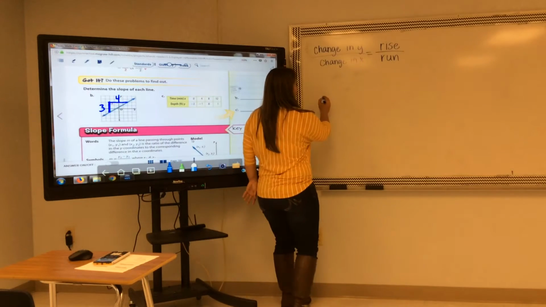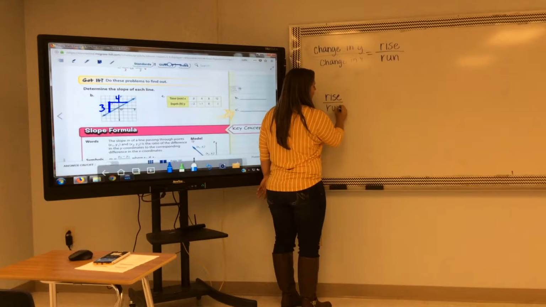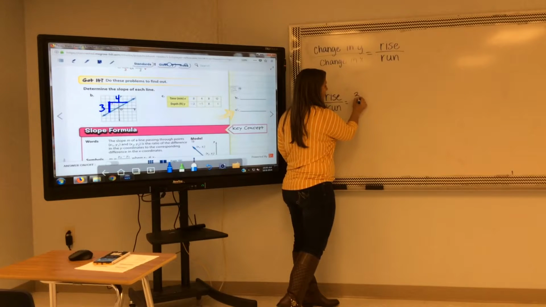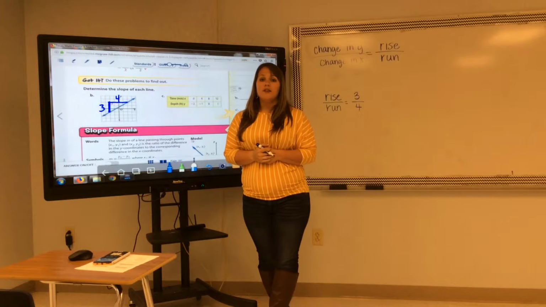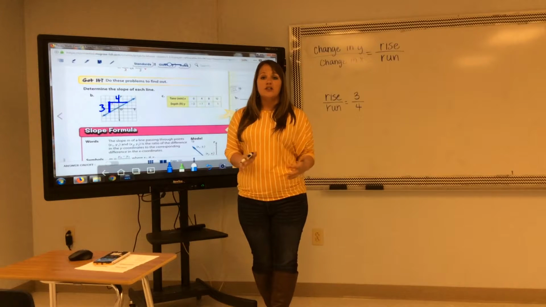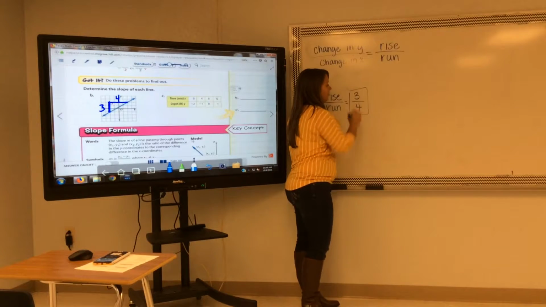And then you're going to come over here and you're going to tell me your rise over your run. Well, I have risen 3 and I have ran 4. So the slope of that graph is just 3/4. That's in its simplest form. I don't want to change it into a decimal. I just leave it as 3/4.